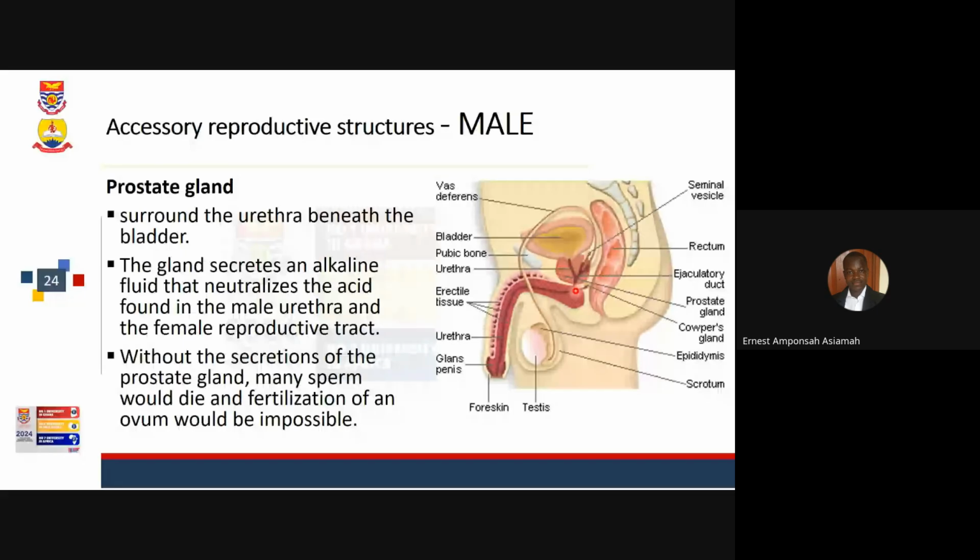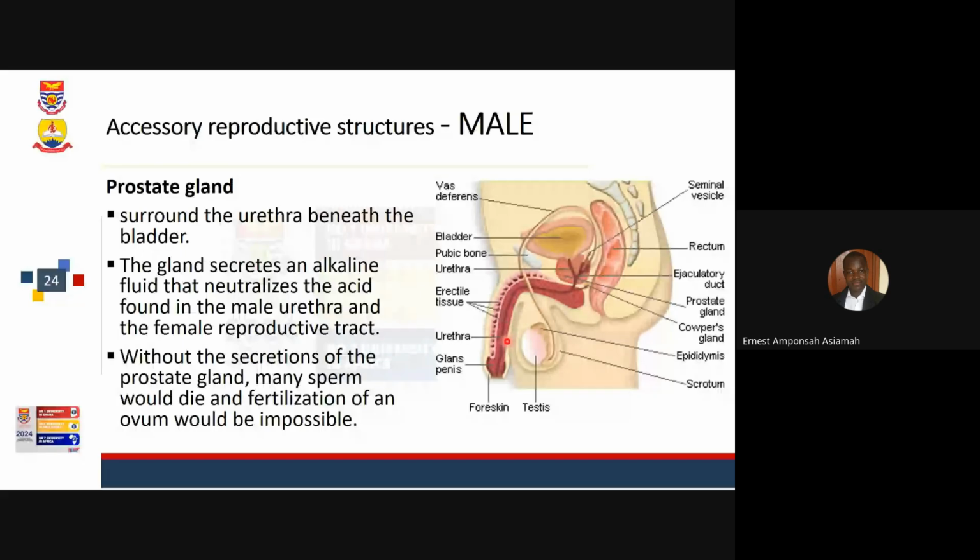This is a gland that surrounds the urethra, and it is located beneath the bladder. So you see that this is the urethra, and it passes through. Usually, the urethra has three portions. So the first part passes through, in males, the prostate gland.